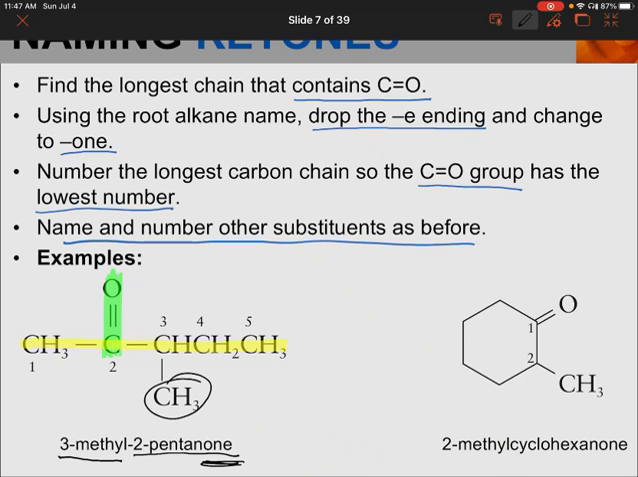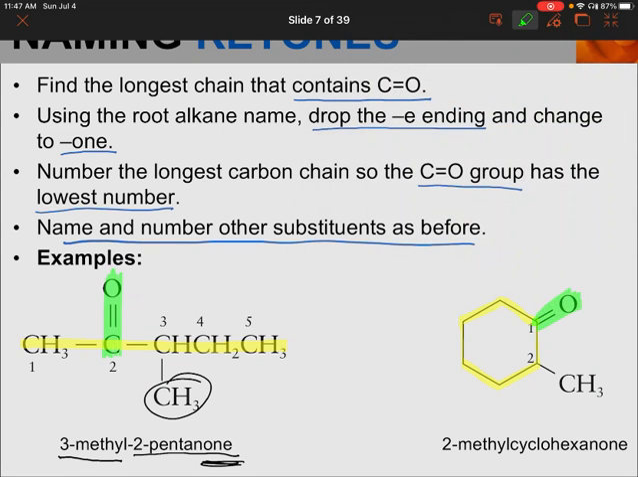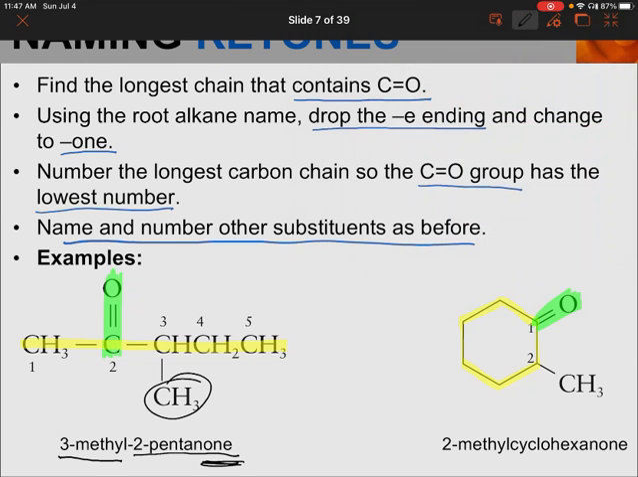Let's look at our example on the right. In this case, we have a ring system. So the ring will be our parent chain, or our longest carbon chain. And again, we want to prioritize the carbonyl group, so that will be at position 1. Normally we would call that ring cyclohexane, but because we have a ketone attached to one of the carbons, it becomes cyclohexanone, so ONE.